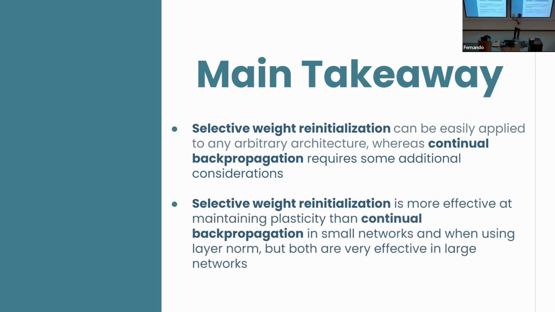Additionally, selective weight reinitialization is more effective at maintaining plasticity than continual backpropagation in small networks and when using layer normalization. But both are still very effective ways for maintaining plasticity. So now this is something that I'm comfortable with as a takeaway.